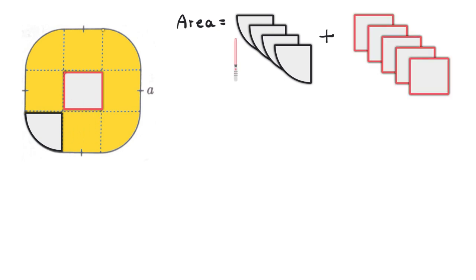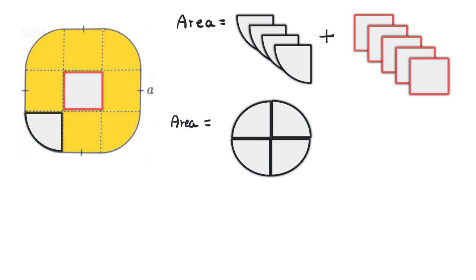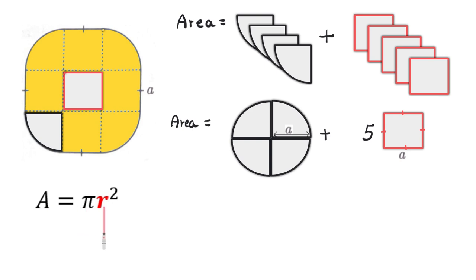The 4 quarter circles, we can put them together as one big circle. This forms a circle of radius A, plus we have 5 squares with sides of length A. Since the area of a circle is given by this formula, which is pi r squared, and we know that our radius is A, therefore the area of this circle is pi a squared.